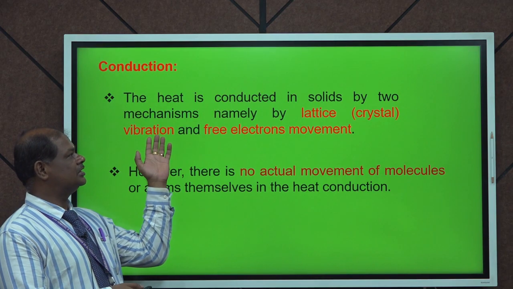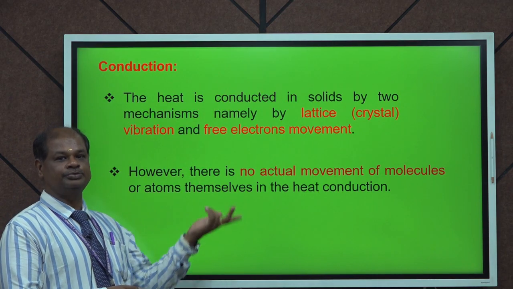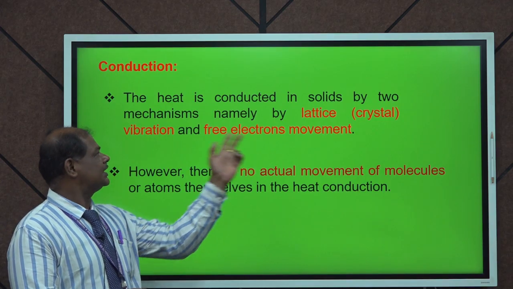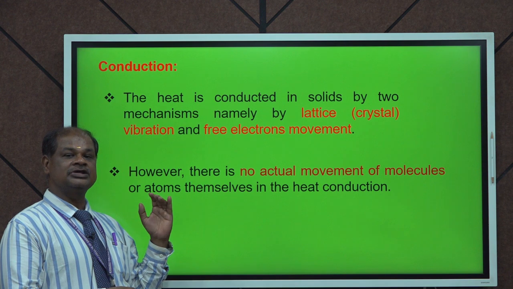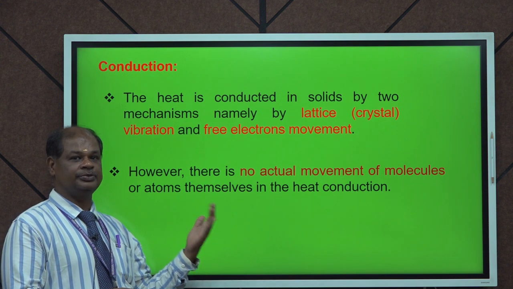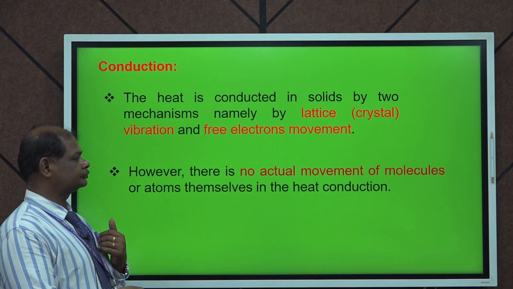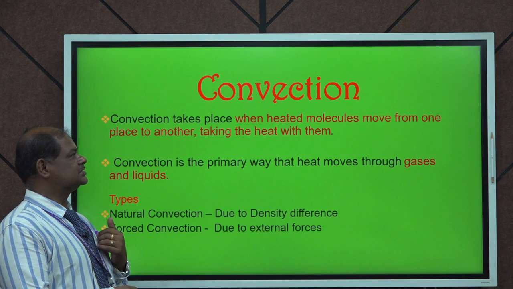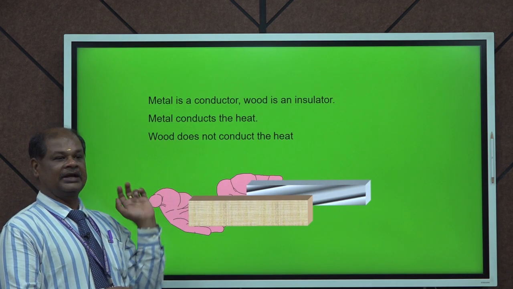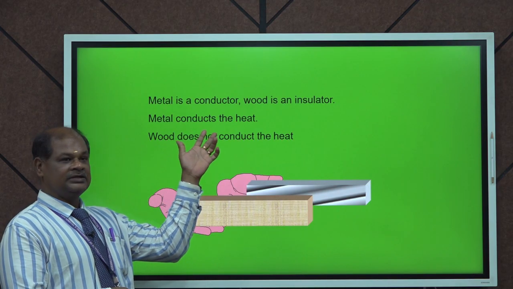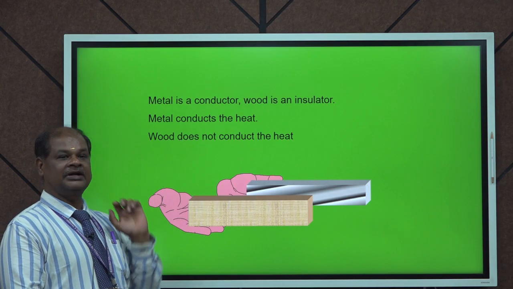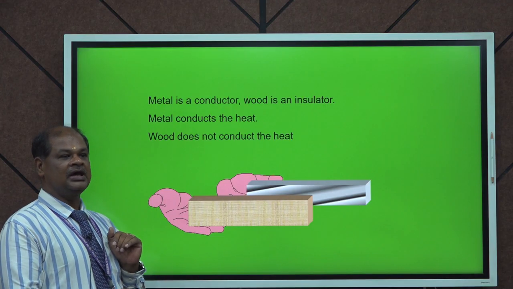In solids, heat is transferred by two mechanisms. First is lattice vibration, second is free electron movement. In conduction, there is no actual movement of the molecules. For example, metal is a conductor whereas wood is an insulator. Metal conducts heat whereas wood does not. These are some examples of conduction.